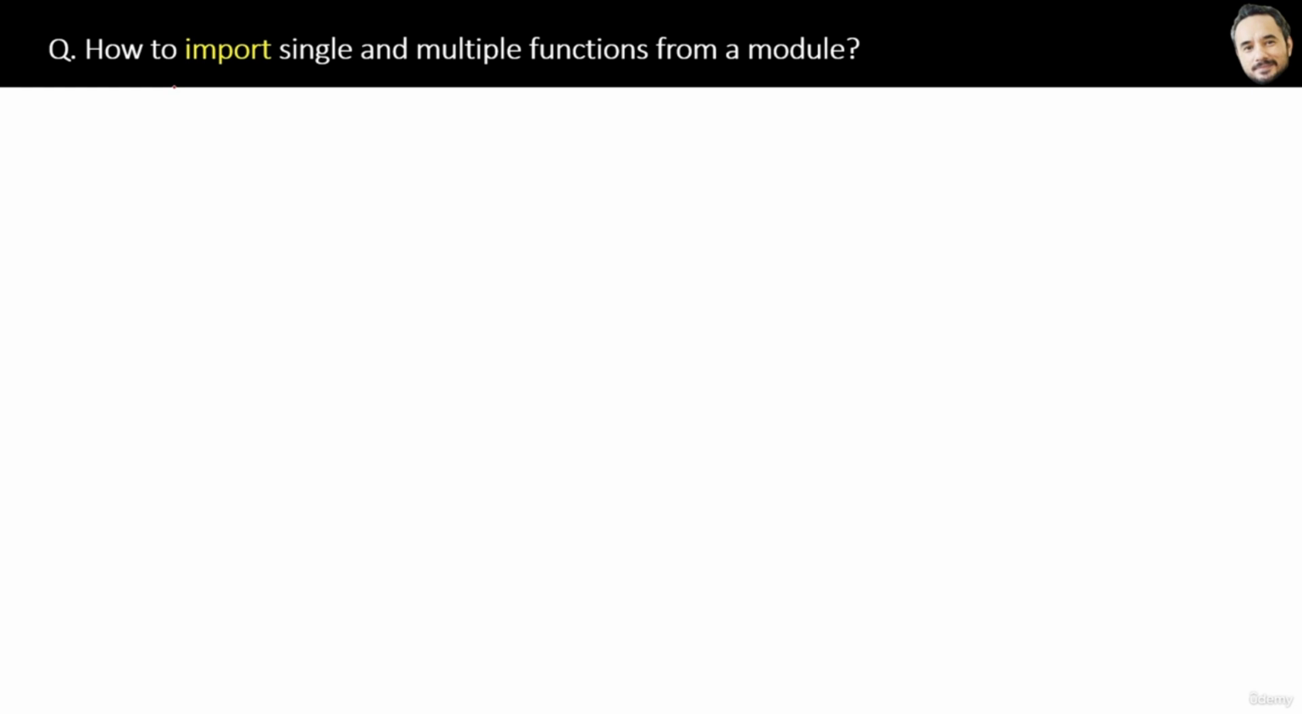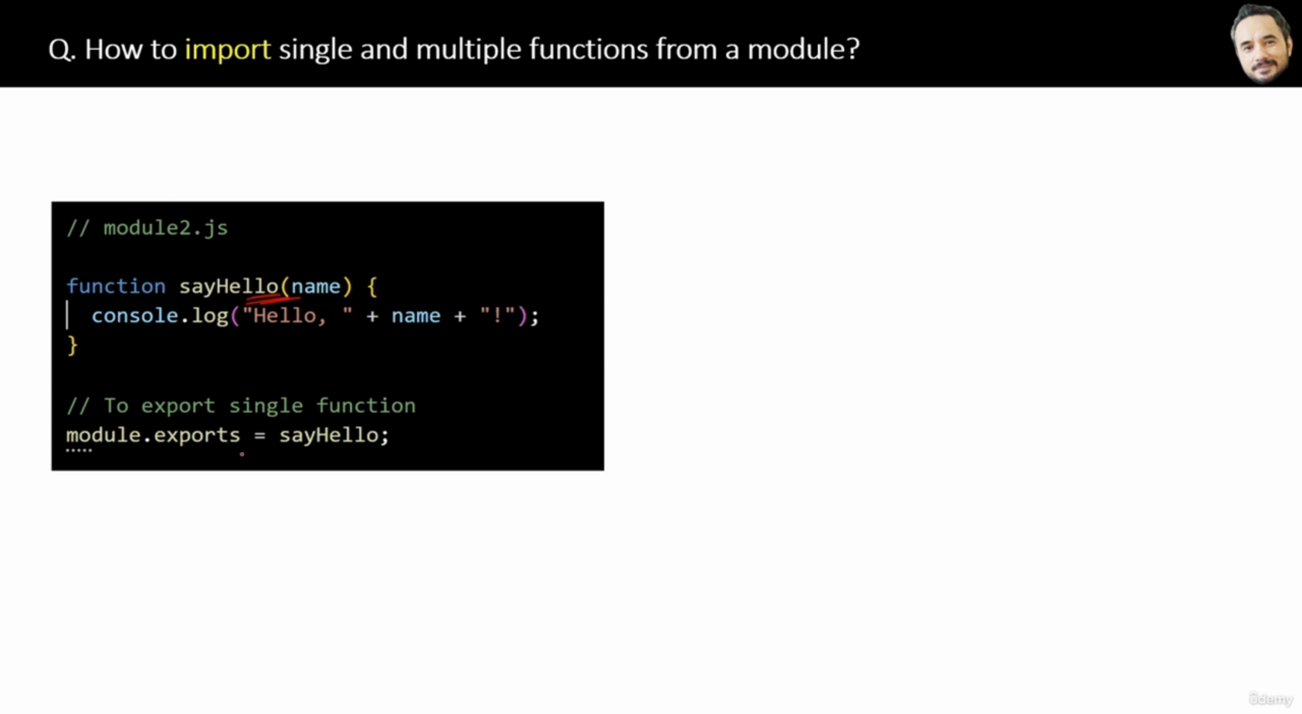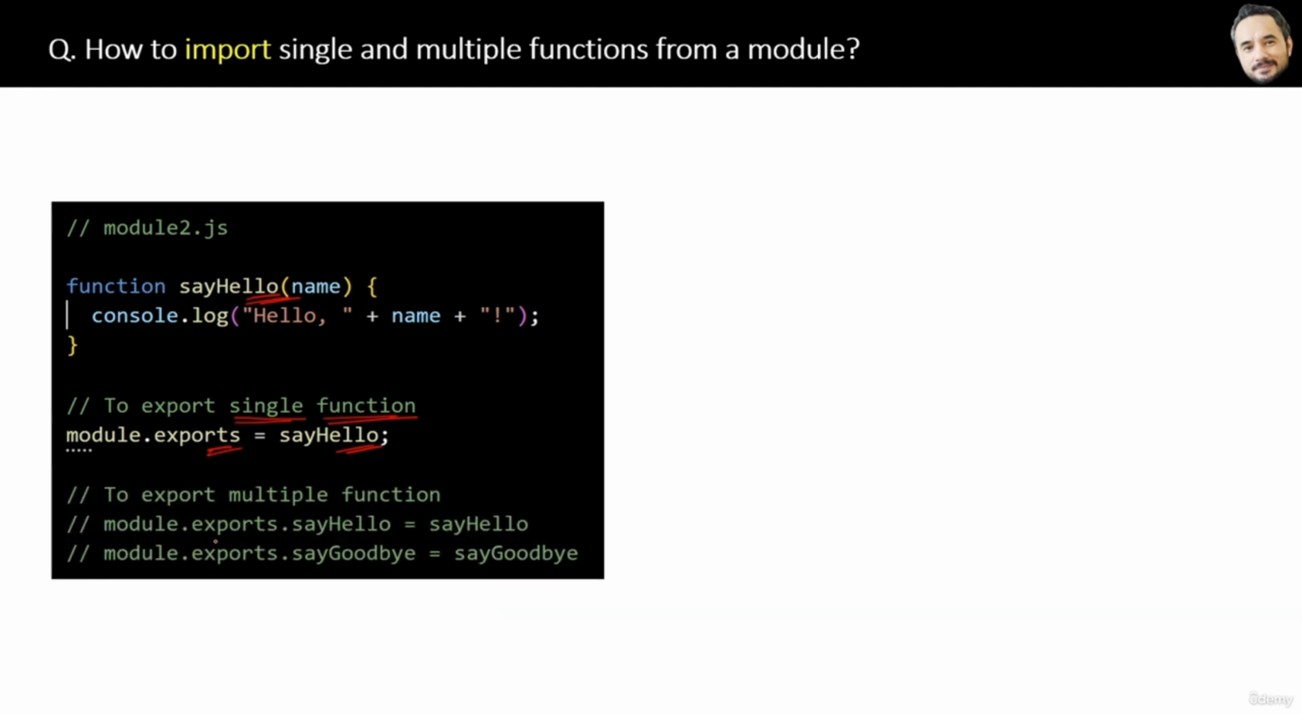How to import single or multiple functions from a module? Now, normally we have only one function inside a module like this, and we can export that function like this as well: module.exports equal to functionName. This is the shortcut way, for just one function, remember. But if you have multiple functions, then you should use the usual approach, module.exports.functionName equal to functionName, like this only. So again, this is the shortcut syntax.